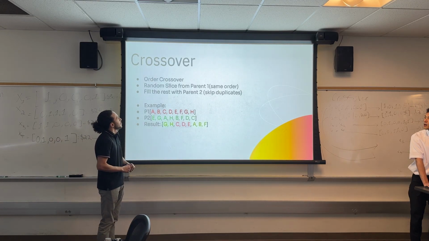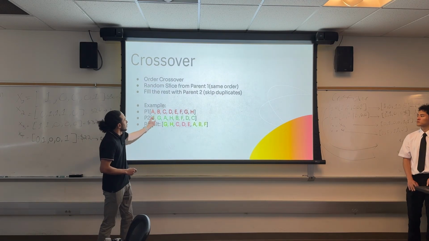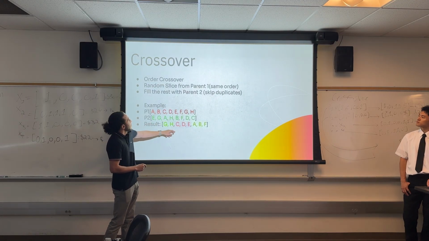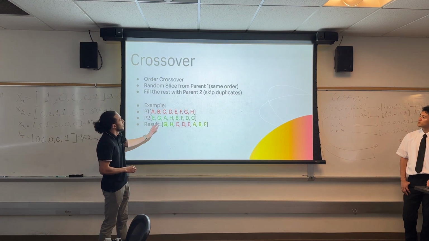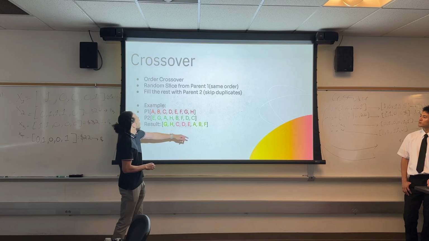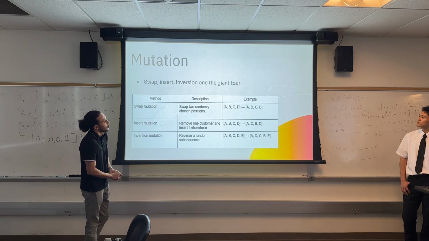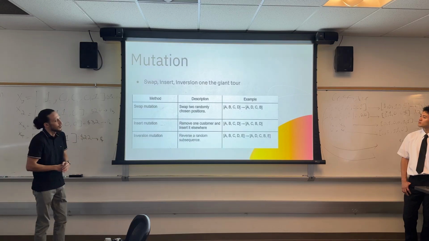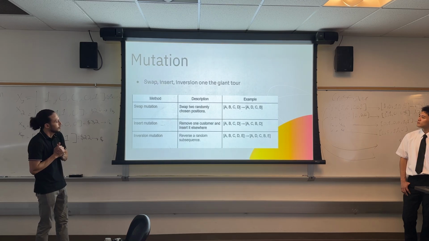For this one, I did just a random slice from parent 1. So that would be a random slice C, E, and then fill the rest with parent 2, but you need to ignore the duplicates. So it would be A, B, F, G, H. And then for this one, you can also use any type of mutation. It doesn't affect it too much. But we have the swap mutation, insert mutation, and the inversion mutation.